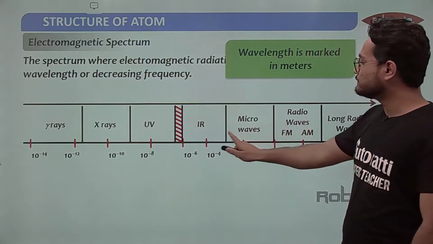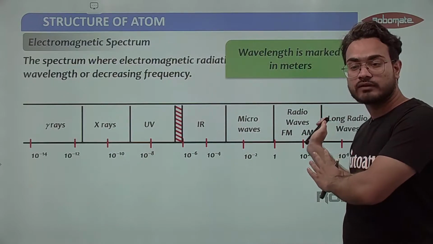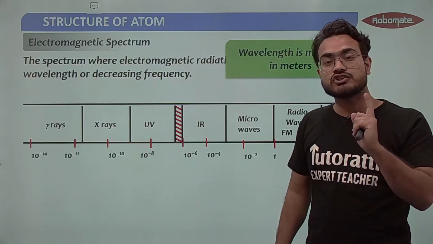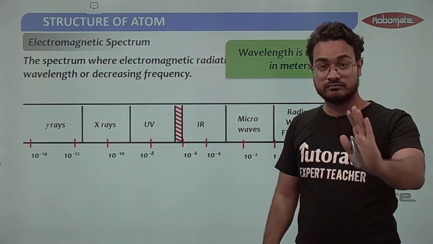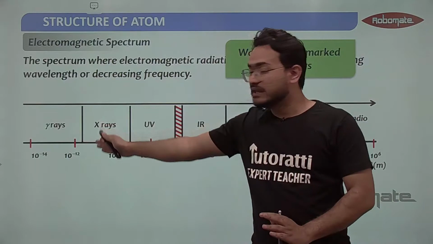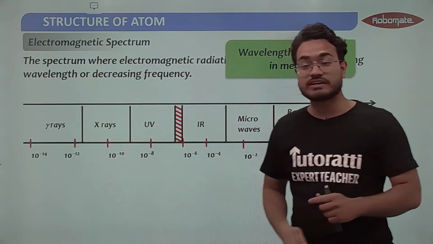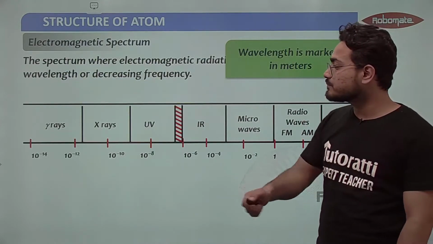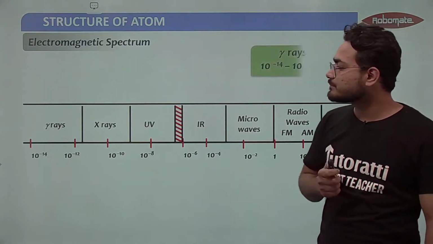This is the spectrum, from gamma rays to long radio waves. Why are we studying this? Because there was a direct question asked in JEE 2019 on X-rays. You just had to know the wavelength at X-rays. Just a direct question. So the first one is gamma rays.